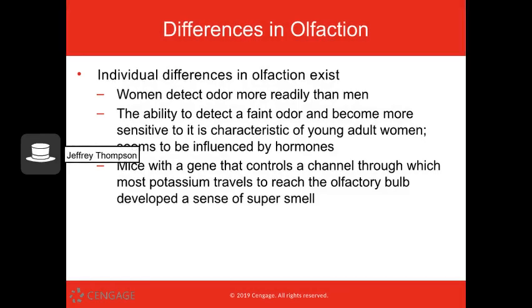As you are already aware, individual differences in olfaction do exist. Women do detect odor more readily than men, and the ability to detect a faint odor and become more sensitive to it is characteristic of young adult women. It seems to be influenced by hormones. Mice with a gene that controls a channel through which most potassium travels to reach the olfactory bulb developed a sense of super smell.